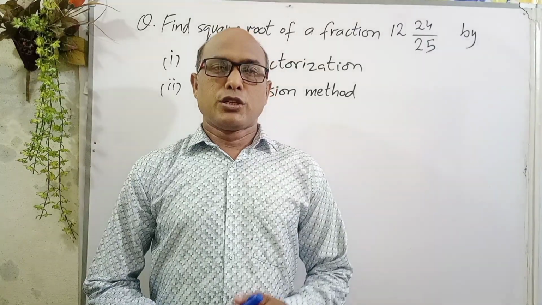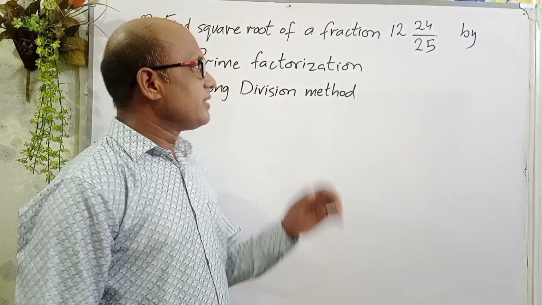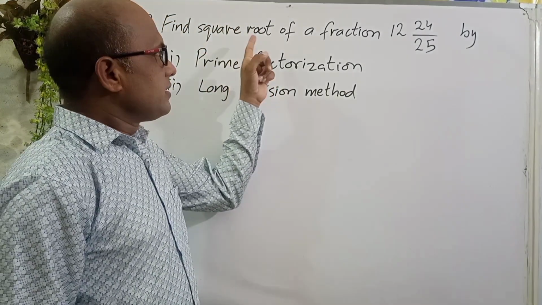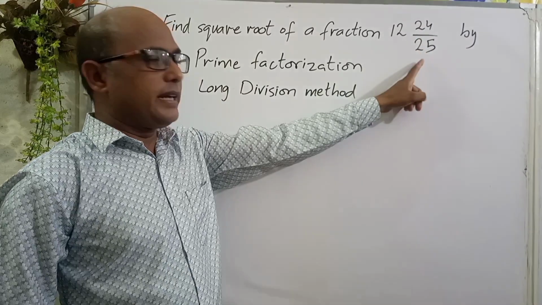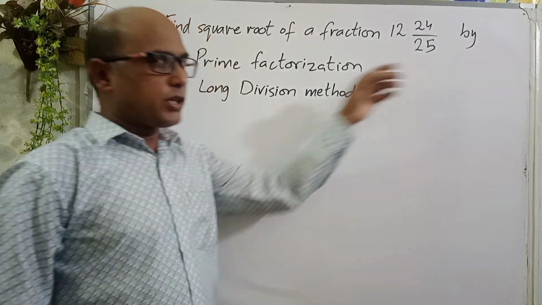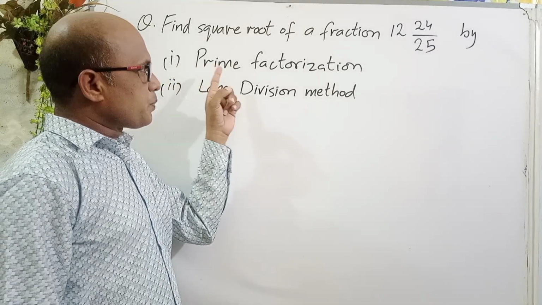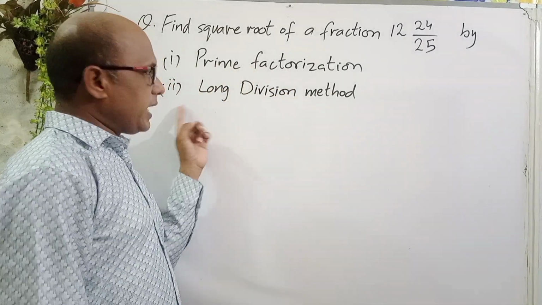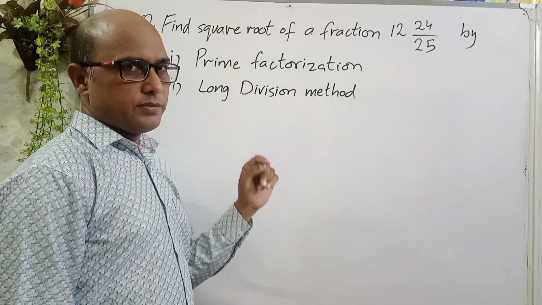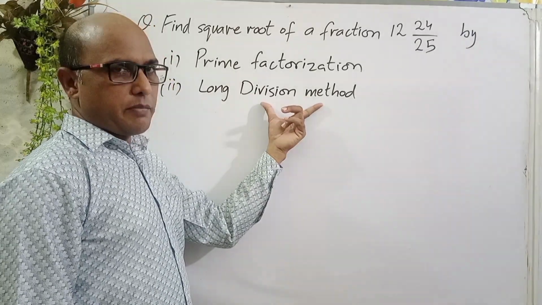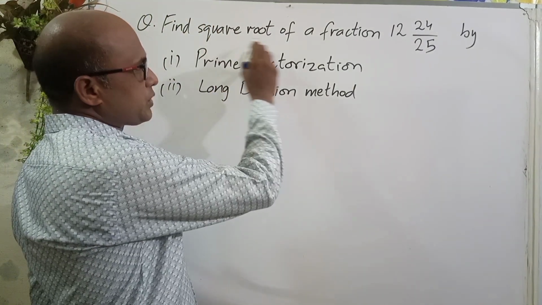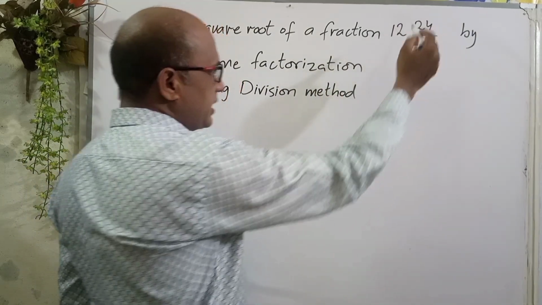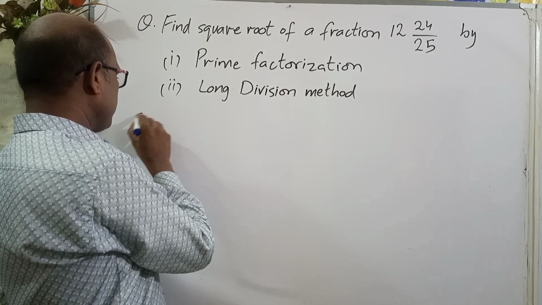Okay, students, let's start today's class. Students will learn today how to find the square root of the fraction 12 whole 24 by 25 by two methods. The first one is prime factorization. The second one is the long division method, also called the division method. So students, let's start. First of all, we'll find the square root of the given fraction by prime factorization.